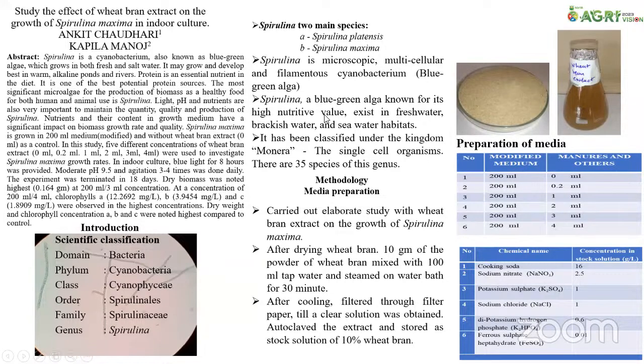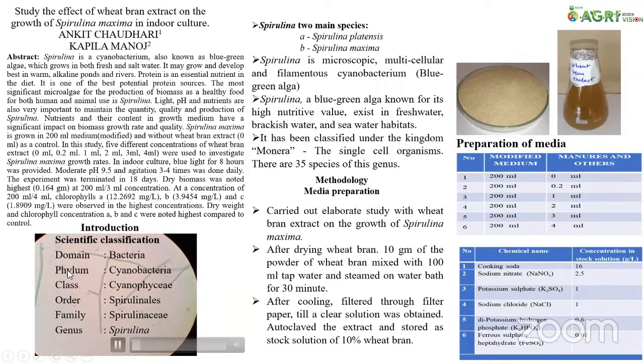First, what is Spirulina? Spirulina is a microscopic, multicellular and filamentous cyanobacterium. Spirulina, a blue-green alga known for its high nutritive value, exists in freshwater, brackish water and seawater habitats. It has been classified under the kingdom Monera, the single-cell organisms. There are 35 species of this genus.